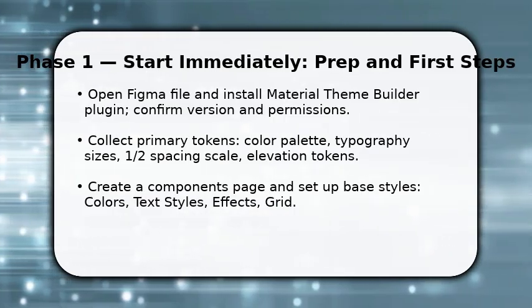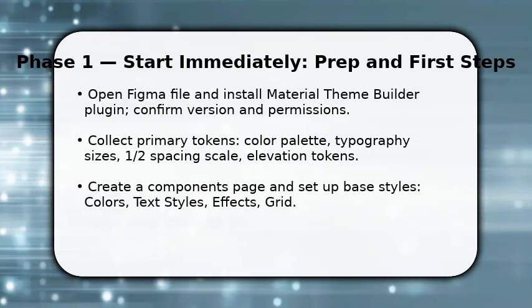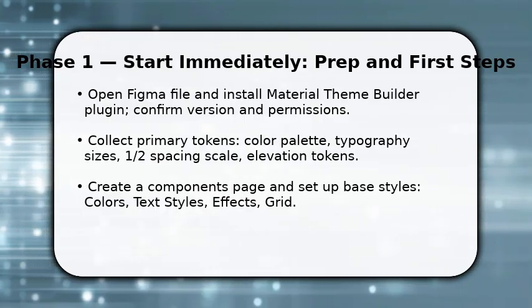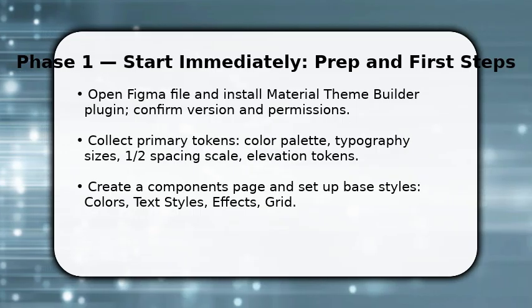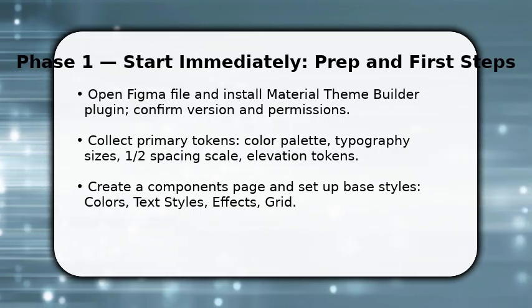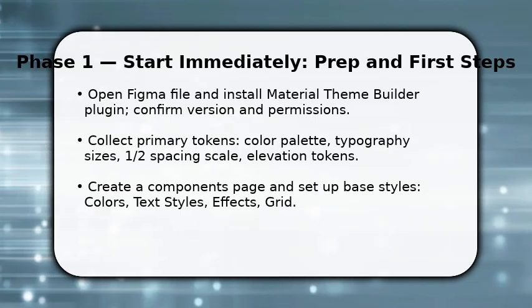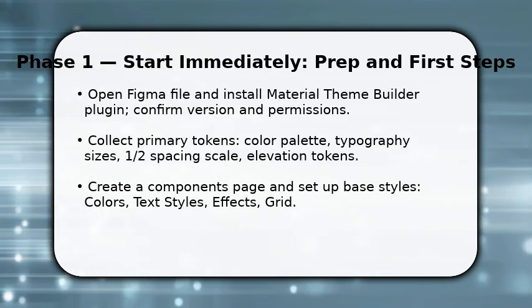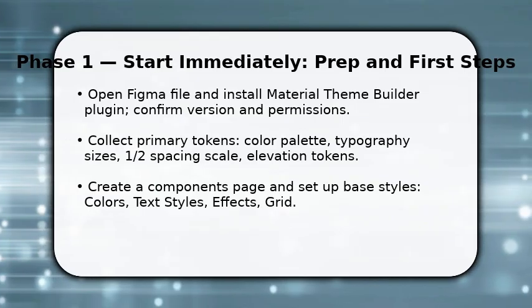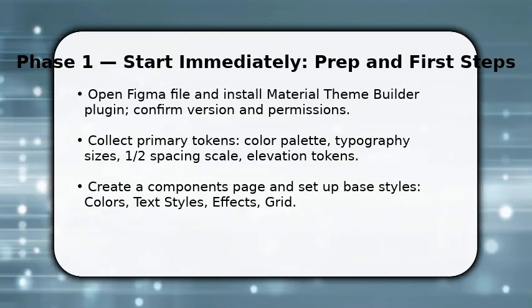You begin by opening your Figma file and launching the Material Theme Builder plugin so you can work live. Collect the essential tokens: primary, secondary colors, typography scales, 1/2 spacing steps, and elevation levels, because these drive component behavior. Create a dedicated components page and apply base styles for colors, text styles, and effects.